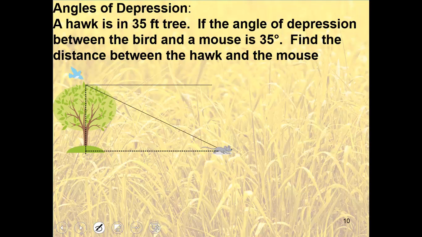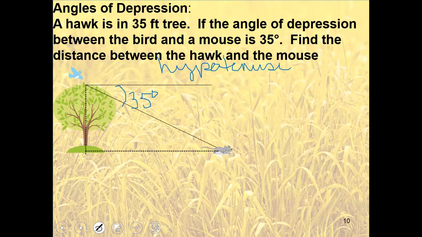Now read this problem, because on the surface it looks like we just did it. But look at what it's asking. A hawk is in a 35-foot tree. The angle of depression between the bird and the mouse is 35 degrees. So again, same angle right here, right? Oh, find the distance between the hawk and the mouse. It's not asking for the distance between the base of the tree and the mouse. It's looking for the distance between the hawk and the mouse. This is the hypotenuse.